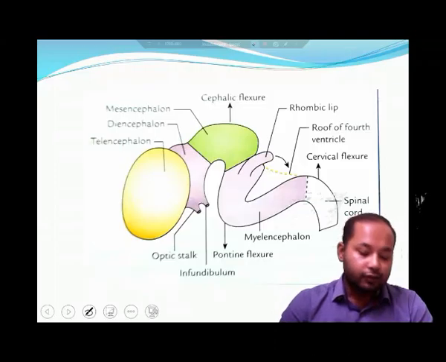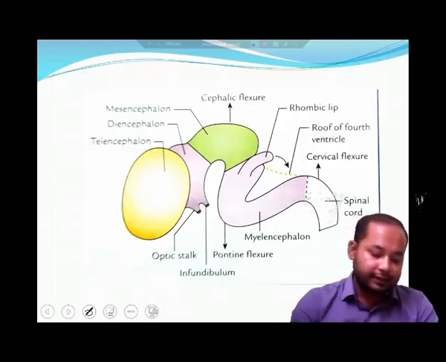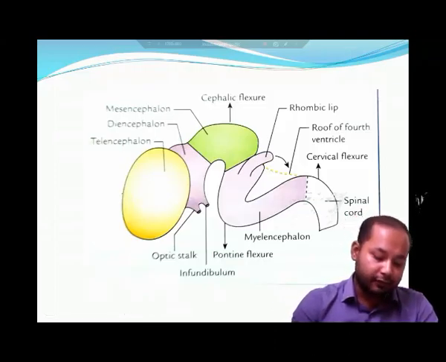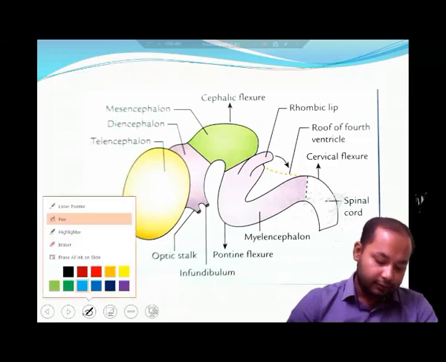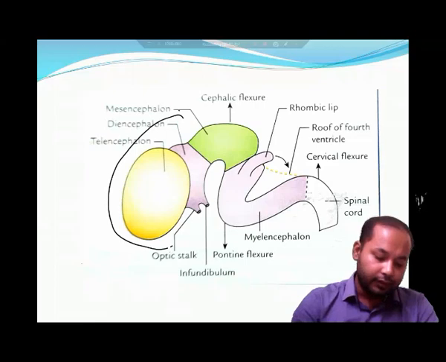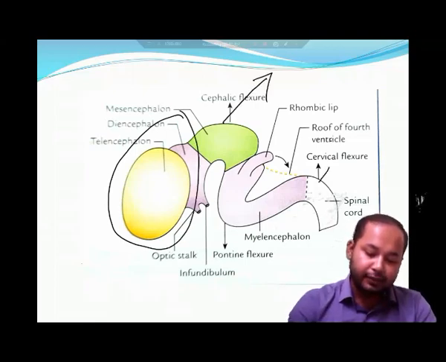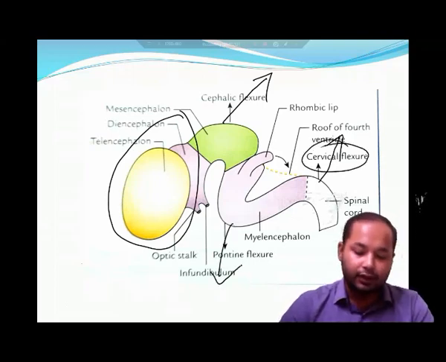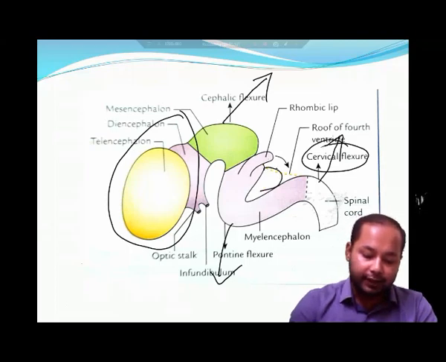Okay, so what I was about to tell you is this part, the telencephalon area, has got a cephalic flexure, and this medulla oblongata part has got a cervical flexure, and this pontine flexure moves forward, so that you have an area which is called the fourth ventricle. This is what I meant by my diagram.